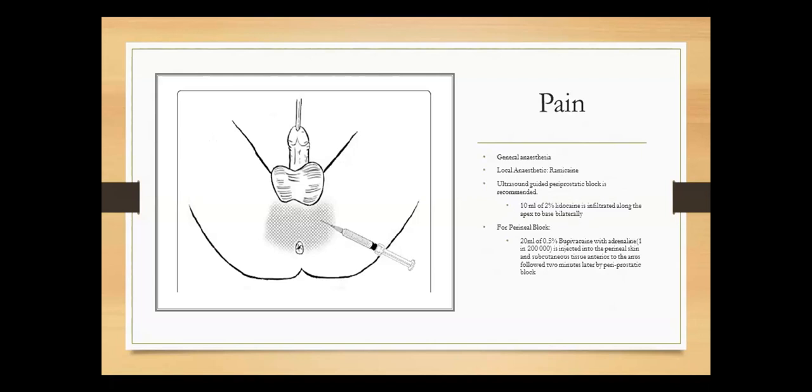So with regard to pain, we can go the general anesthetic route, especially for the transperineal, and also we can go local anesthetic with lidocaine gel. We can do an ultrasound guided peri-prostatic block, which is recommended. We give 10 mLs of 2% lignocaine infiltrated along the apex to the base bilaterally, or we can do a perineal block plus a peri-prostatic block, which offers superior anesthetic properties compared to either one alone.